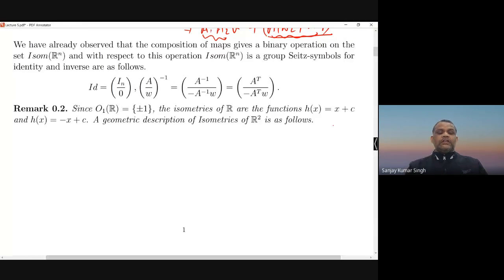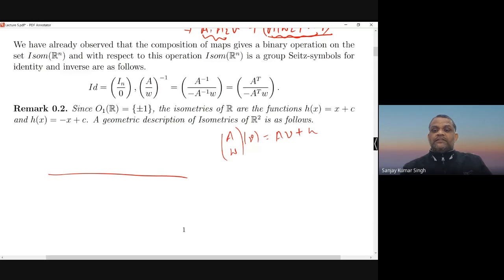So in the case of real numbers, let's see what the symmetries are. Because in the case of real numbers, O1(R) is plus or minus 1, any symmetry is of the type V goes to AV plus W. But since A is a 1 cross 1 matrix with value just plus or minus 1, it will basically be plus or minus V plus W.